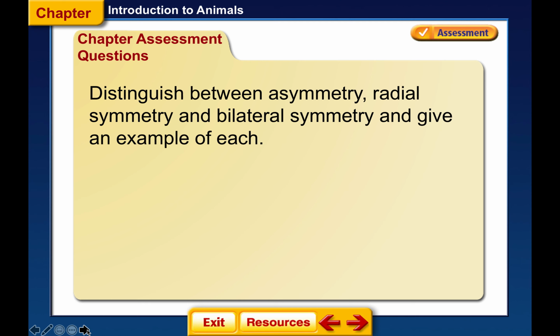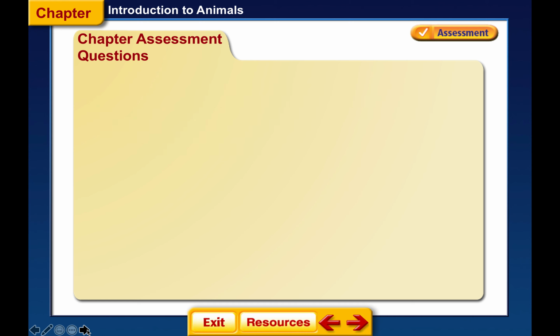All right, distinguish between asymmetry, radial symmetry, and bilateral symmetry, and give an example of each. Well, you should know what asymmetrical means. That means no symmetry. Radial means that we have a central axis with appendages radiating out. And then, of course, bilateral means that if a plane goes from head to toe, each side is a mirror image. So here's your answer.